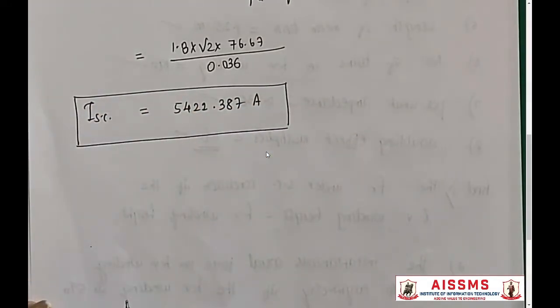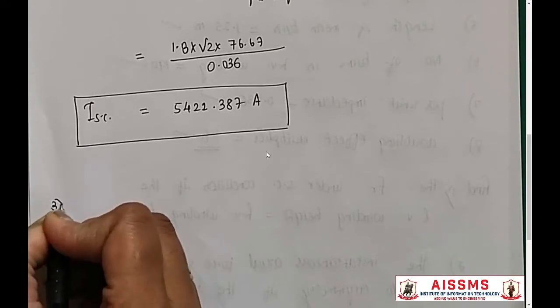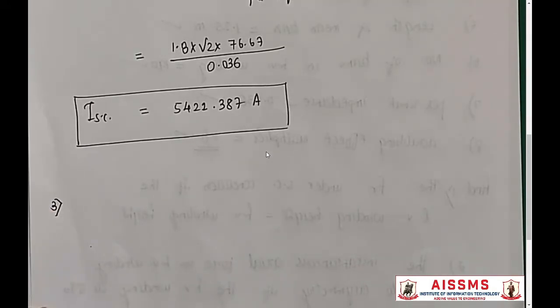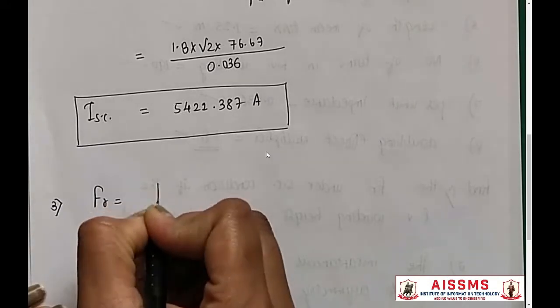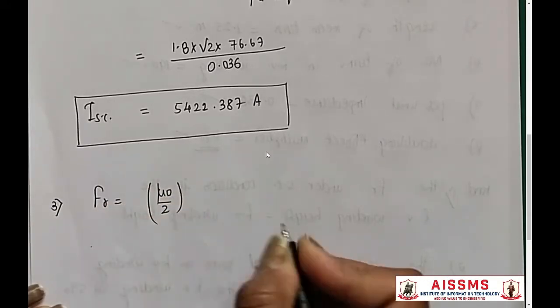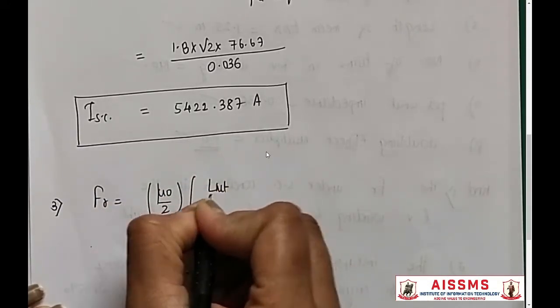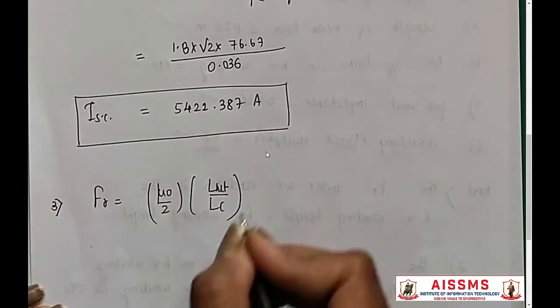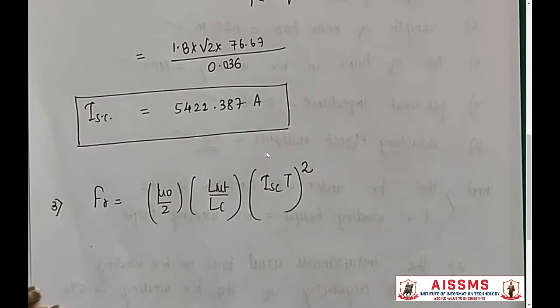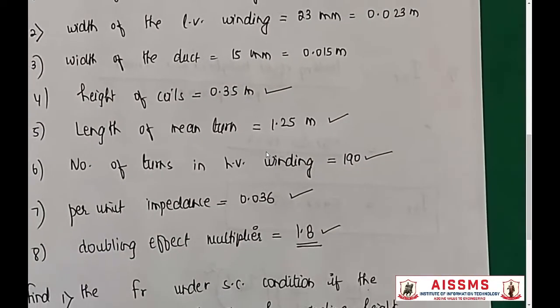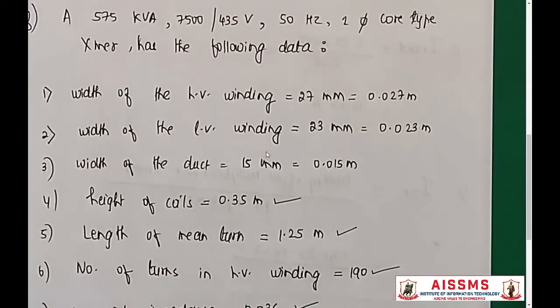Now let us calculate the radial force when the height of the LV winding is equal to the height of the HV winding. So we already know the formula. The radial force is given by mu naught by 2 LMT upon LC into short circuit current multiplied by T, the whole square. Now let us first see the various parameters which are given to us.